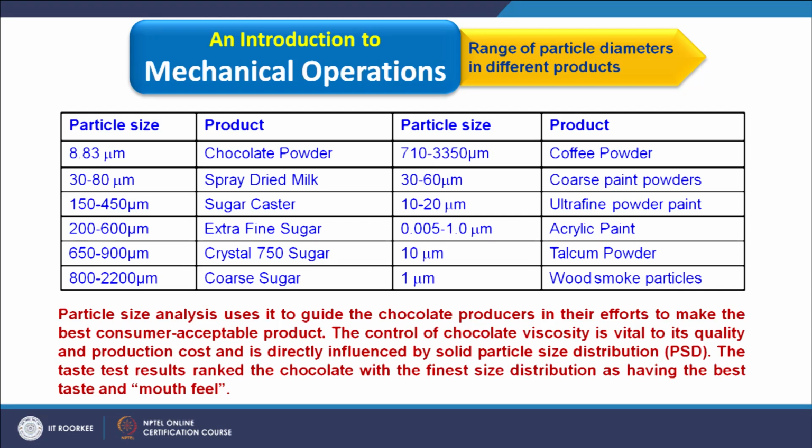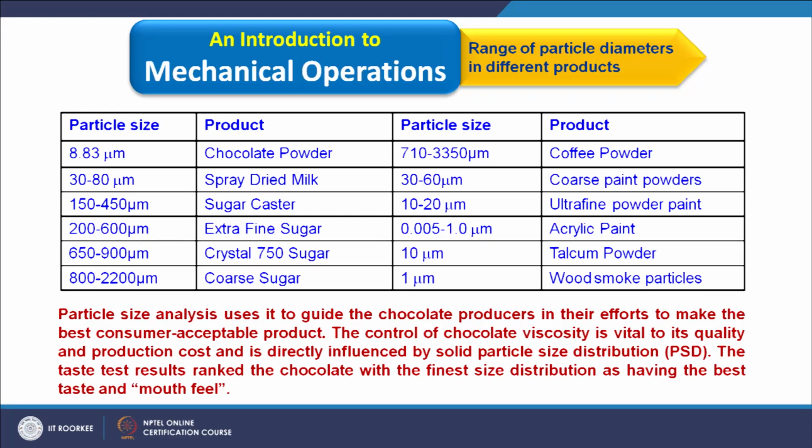Particle size analysis is used to guide the chocolate producers in their effort to make the best consumer acceptable product. Now, what happens when I consider the particle size of a chocolate? It gives a special kind of feeling that we call the mouth feel. How does it happen? When the particle size is very small or finest, like 8.83 micrometer, it controls the chocolate viscosity. When the chocolate mixes with the saliva, it controls viscosity in such a way that it spreads in our mouth and gives the mouth feel.